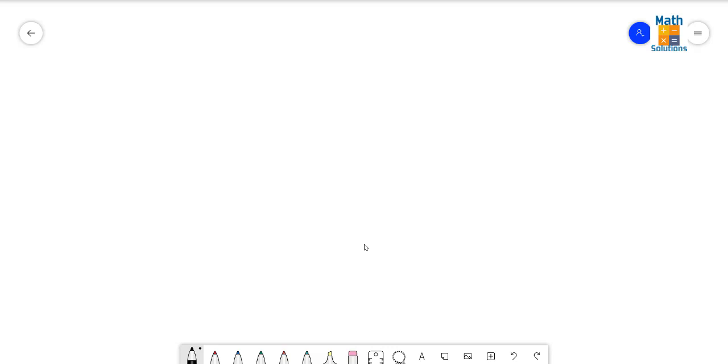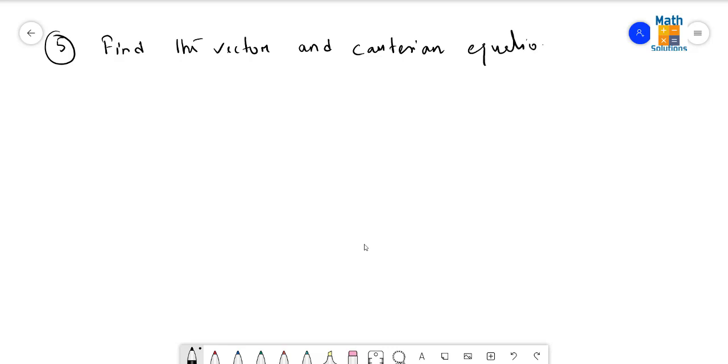Actually both the questions are important here. Question number 5 is what? Find the vector and Cartesian equations of the planes.